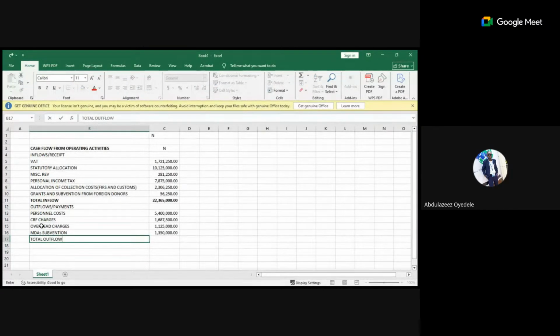So which means you can now have a total outflow. They go for total outflow as well. Okay, good. So then we now have net cash flows from operating activities.